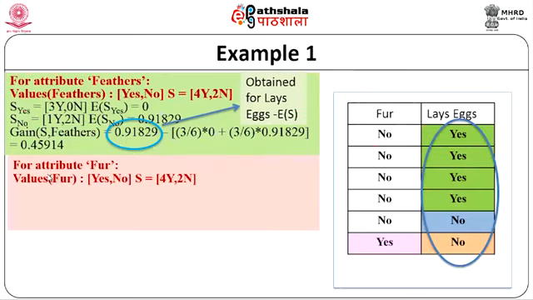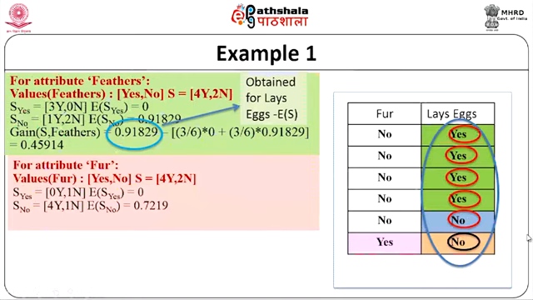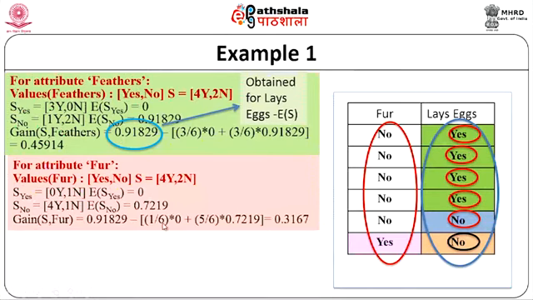The attribute is lays eggs, and yes or no is again the value. As we already know, there are 4 yes and 2 no's. Now if you choose fur as the attribute, for yes there is only one value and it is no, so the entropy is 0. For no you have 5 values, of which 4 are yes and 1 is no. So that is what you have here, and you find the entropy value is 0.7.